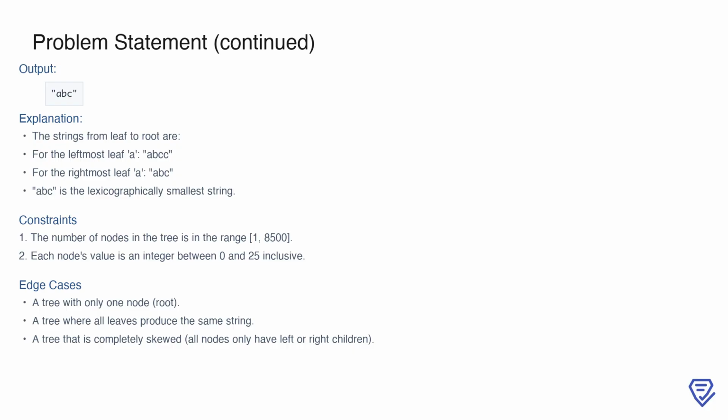Moving on, let's discuss the constraints of the problem. The number of nodes in the tree can range from 1 to 8,500, meaning the solution must be efficient even for large trees. Each node's value is between 0 and 25, corresponding to the 26 letters of the alphabet.